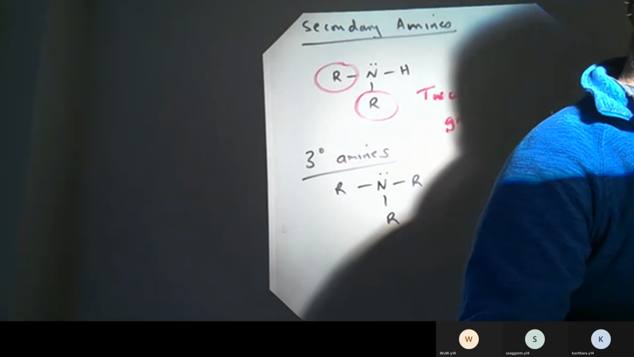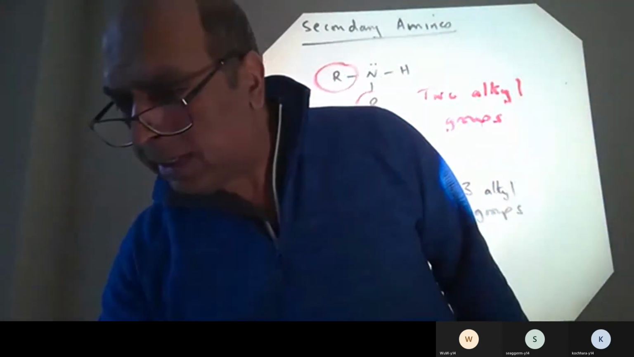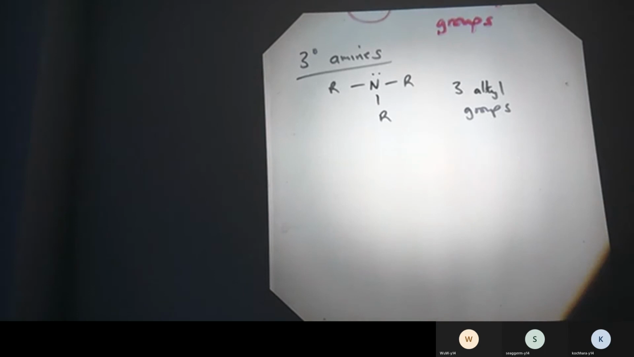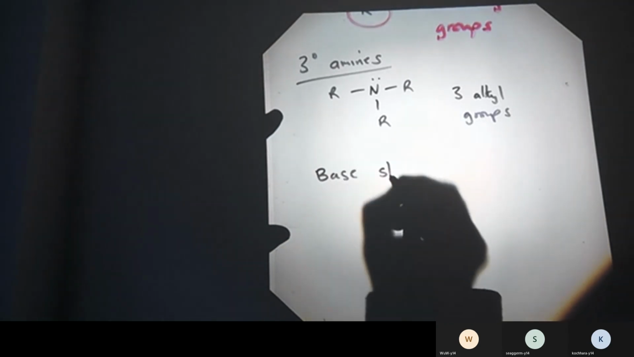So using these arguments, we can build up a picture, if I get to my pen, where we can talk about base strengths.